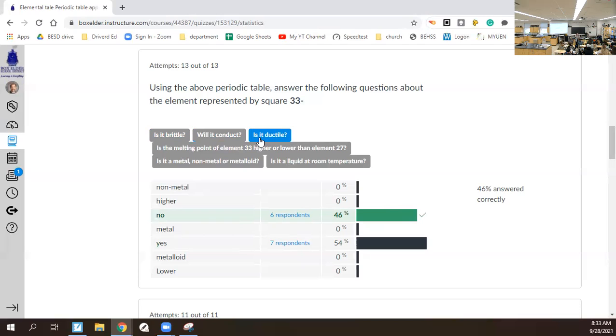Ductile means you can draw a metal or a material into a thread or a wire. Let me give you guys a little bit of a tip. If it's asking, is it malleable, is it conductive, or is it ductile, 9 times out of 10, it's pretty much asking, is it a metal?